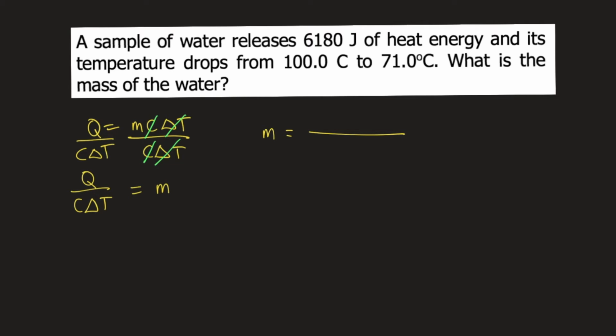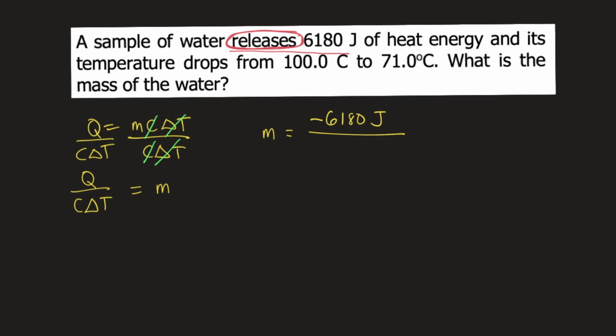The problem says the sample of water releases 6,180 joules. The word releases here is actually very important because it will tell you the sign of Q. Remember that in thermochemistry, the sign convention is when heat is released, it is negative, and when heat is absorbed, it is positive. So it says here releases 6,180 joules. So Q would be negative 6,180 joules.